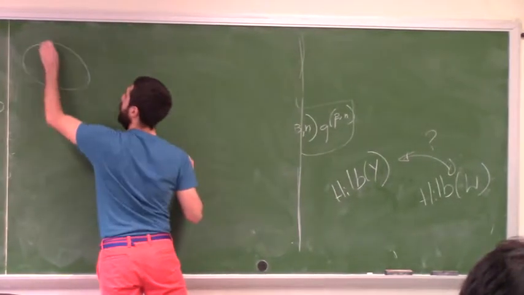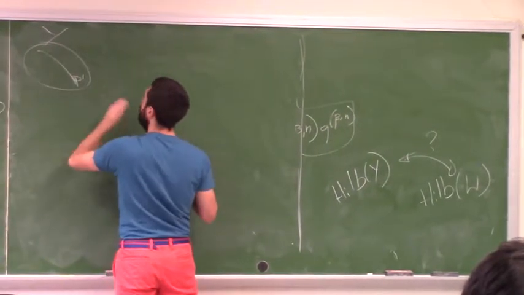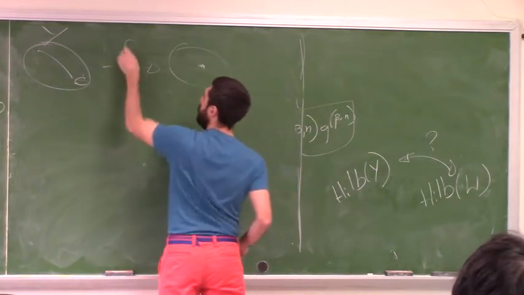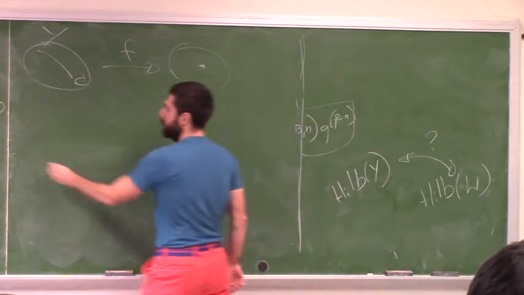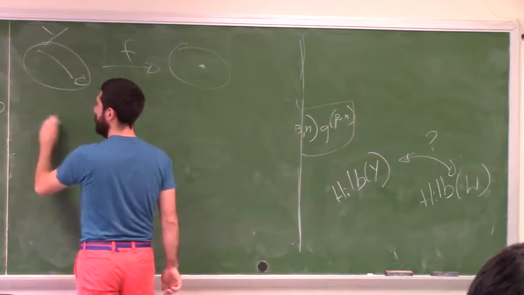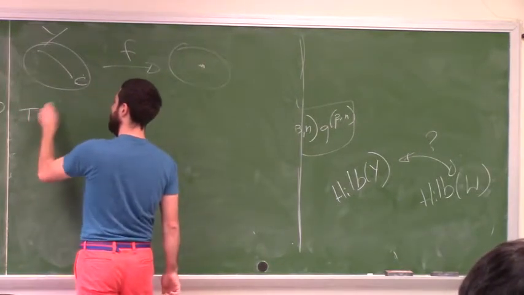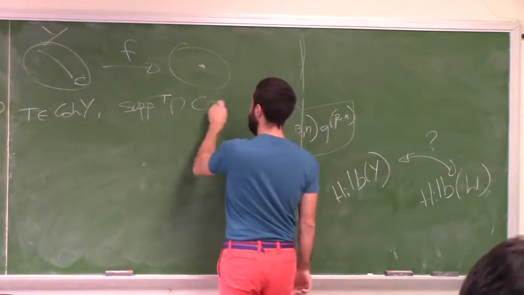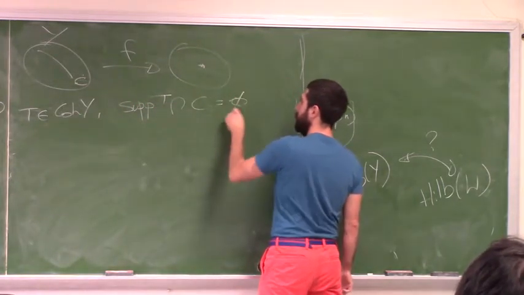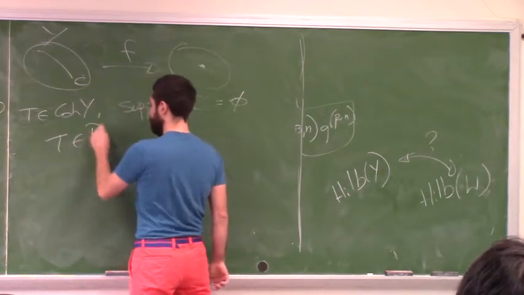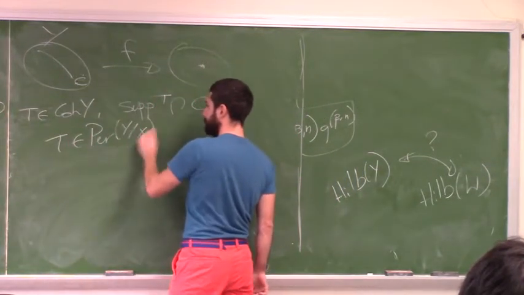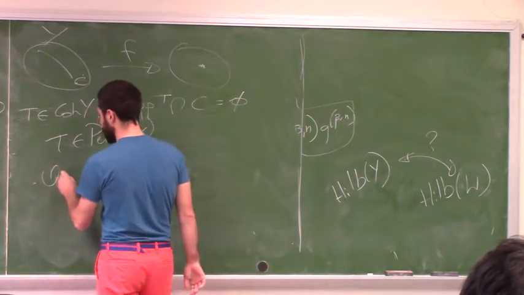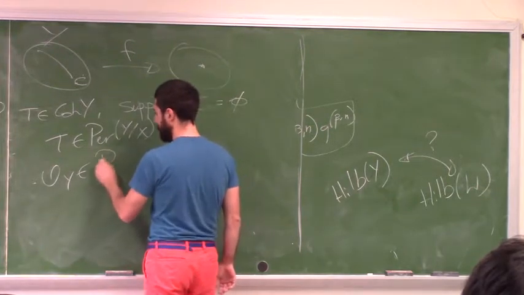So again, we had this Y over here, and this P1. This is curve C, and f. So basically, whenever T is a coherent sheaf on Y, and the support of T is disjoint from C, then T belongs to this category. Also, the structure sheaf belongs to this category.